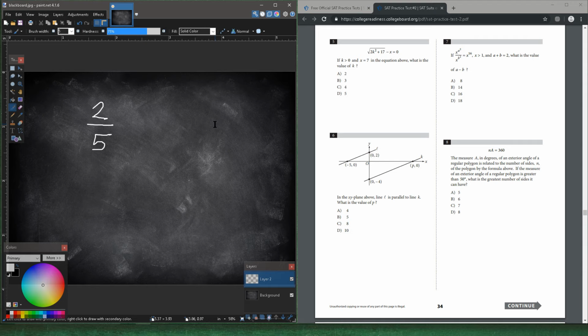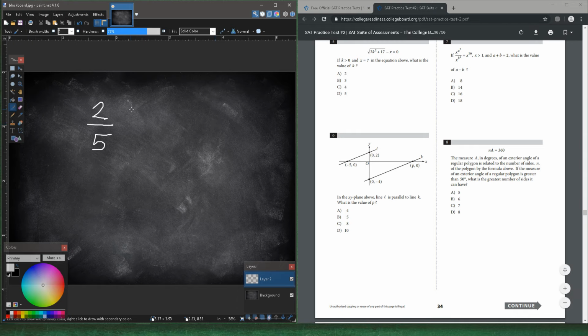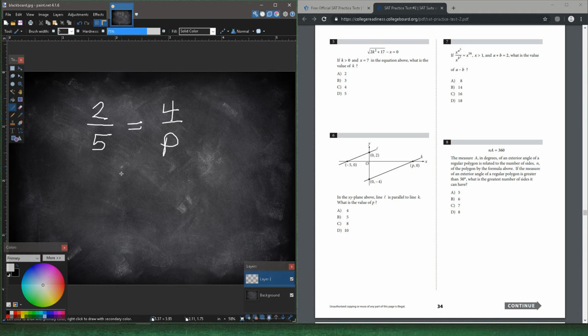Okay, now we've got to look at here. You have to go from this distance, which is right here, P amount for 4 up. So you've got to go 4 up for P. So this is just a basic proportion question. So you multiply the 2 by another 2, so that makes 4, and you multiply the 5 by 2, which is 10.